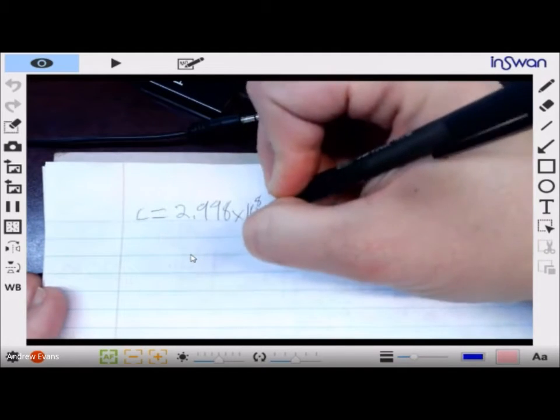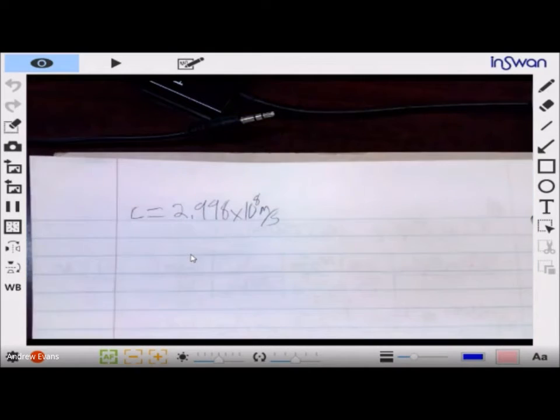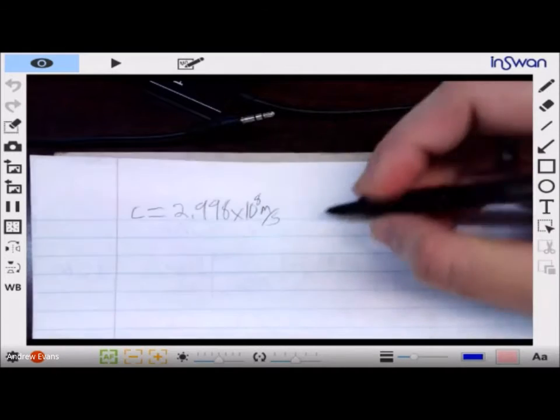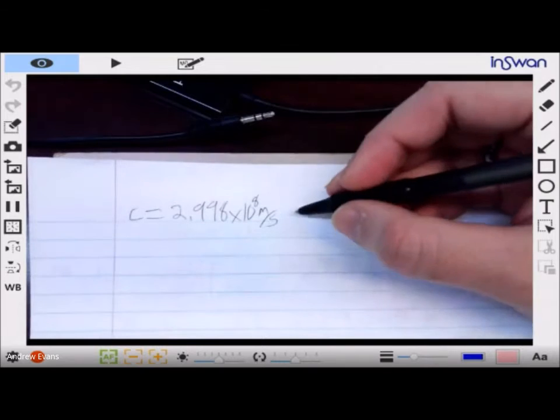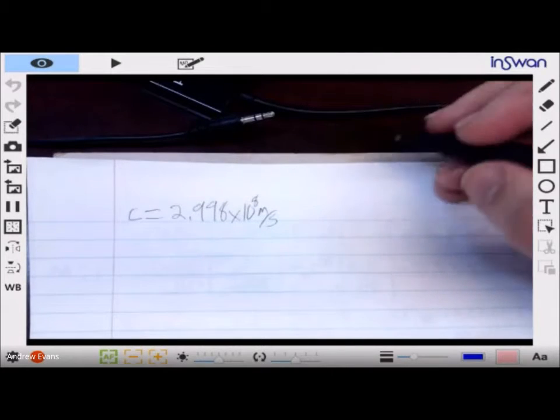Now, that's not to say it doesn't slow down when it hits various other media like air, water, crystal. All these things will slow down the speed of light, but this is the max speed it can achieve, which is in a pure vacuum.